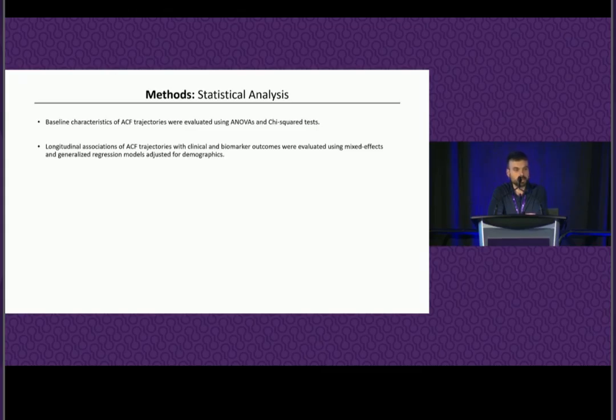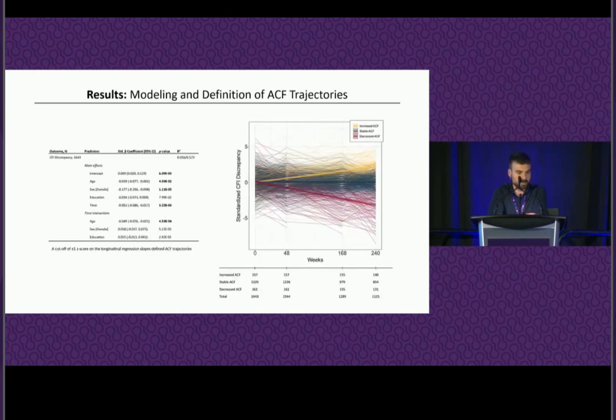The baseline characteristics of ACF trajectories were evaluated using analysis of variance and chi-square tests, while the longitudinal associations of ACF trajectories with clinical and biomarker outcomes were evaluated using mixed effects and generalized regression models adjusted for demographics.